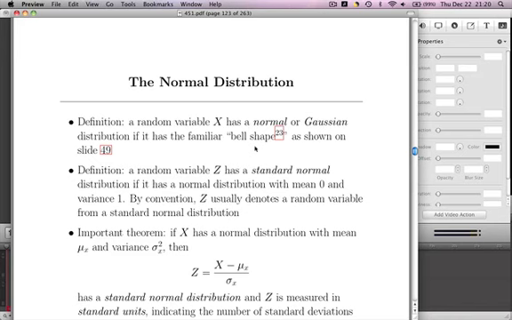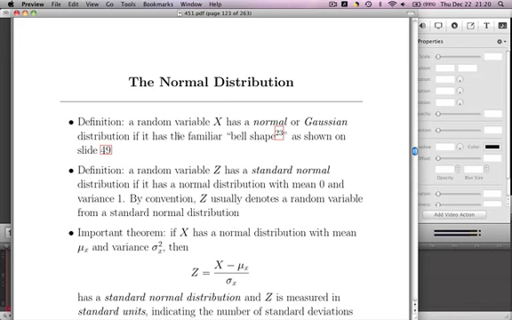The normal distribution is probably the most important distribution in all of statistics. We're going to be using it throughout the rest of the course and in the next course as well. So over the next few minutes, I'd like to show you how we're going to find probabilities of normal random variables. So first off, what is a normal random variable?